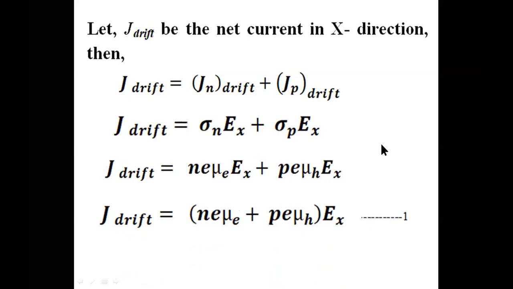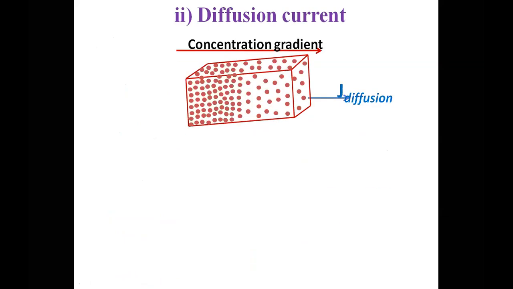Now this is about drift current. What do you mean by drift current? How is it arising? What is the mathematical formulation for this drift current? Similarly, now let us go for diffusion current. If you want to understand diffusion current, I already told you diffusion takes place because of the presence of a concentration gradient within the semiconductor.